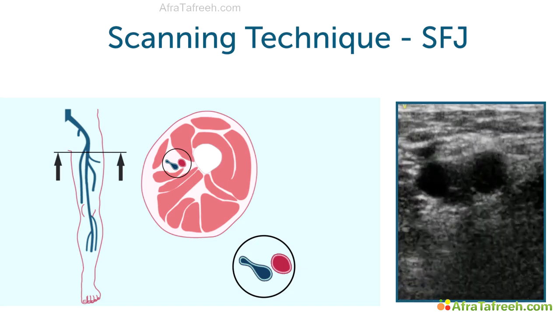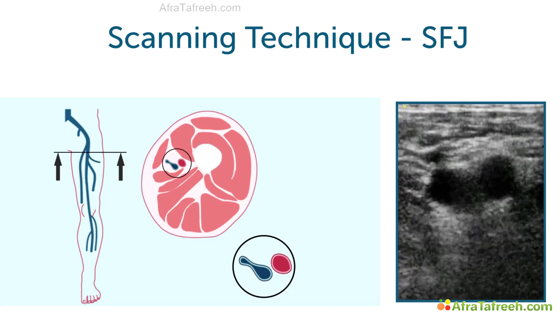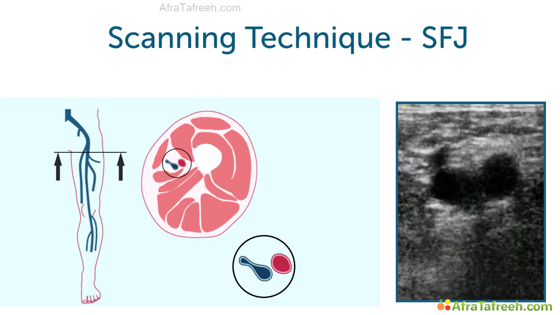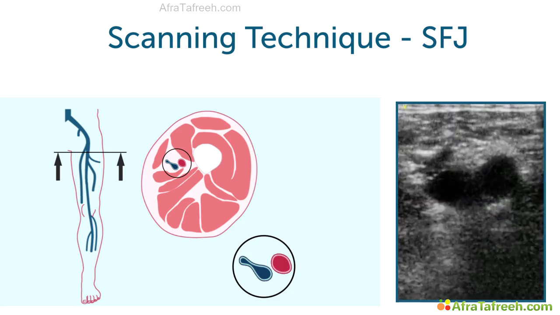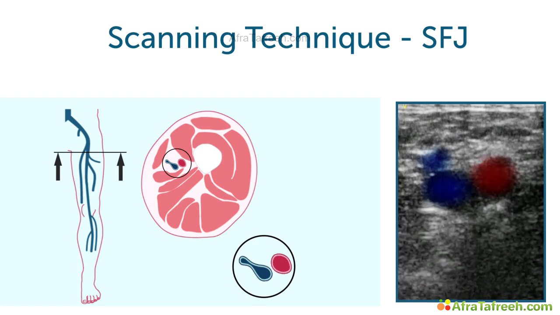Once you have compressed this level of the common femoral vein, slide the transducer caudally to the saphenofemoral junction. Unless the patient has had their great saphenous vein stripped, you will see the Mickey Mouse sign, as you can see here depicted on this image. So we've got the common femoral vein as our Mickey Mouse head, our common femoral artery as one ear, and the great saphenous vein as the other ear.